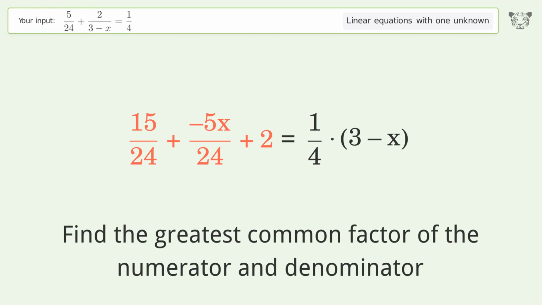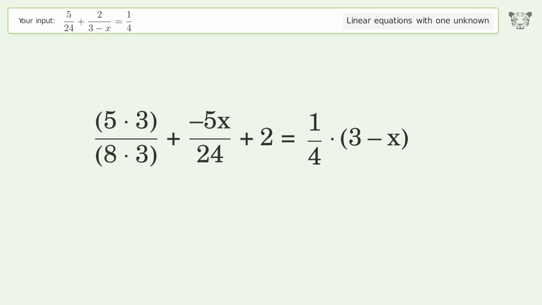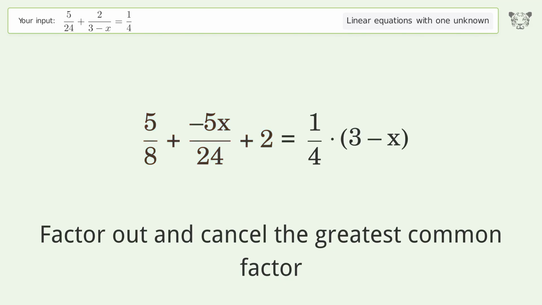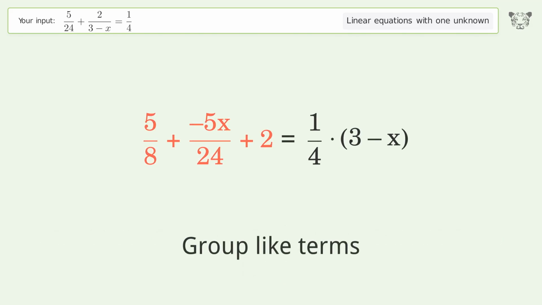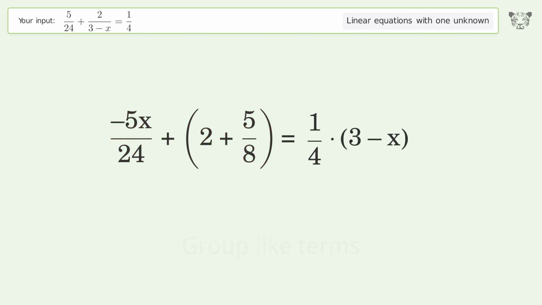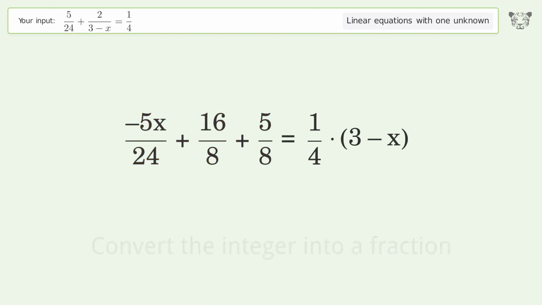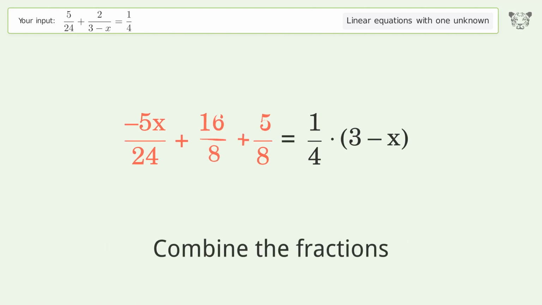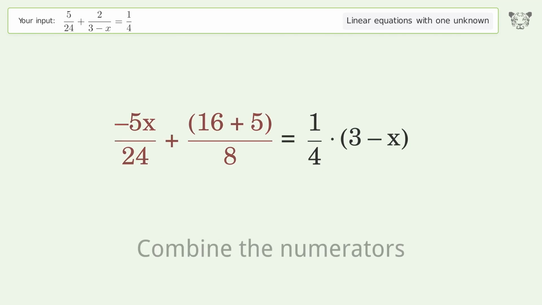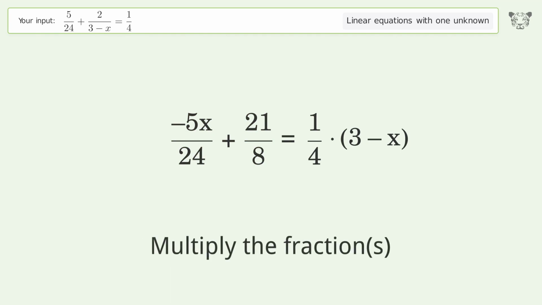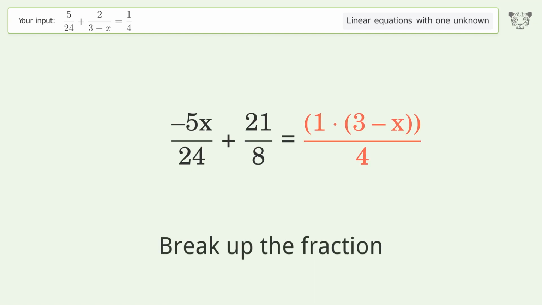Find the greatest common factor of the numerator and denominator. Factor out and cancel the greatest common factor. Group like terms. Convert the integer into a fraction. Combine the fractions. Combine the numerators. Multiply the fractions. Break up the fraction.